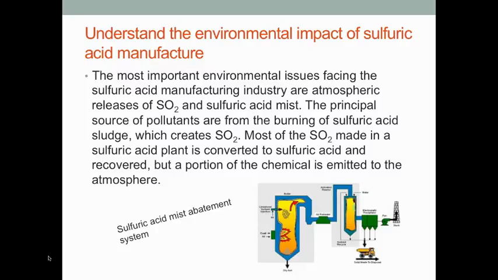There are systems that can be put in place to reduce the amount of sulfuric acid mist and sulfur dioxide. These systems are in place in many developed countries. Underdeveloped countries do not have as many abatement systems as do developed countries.